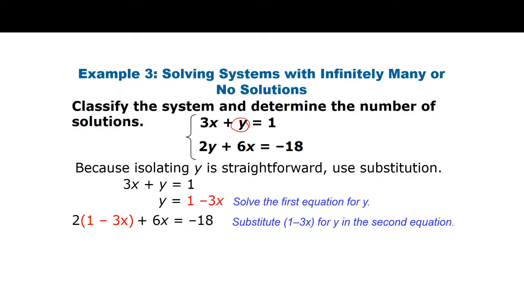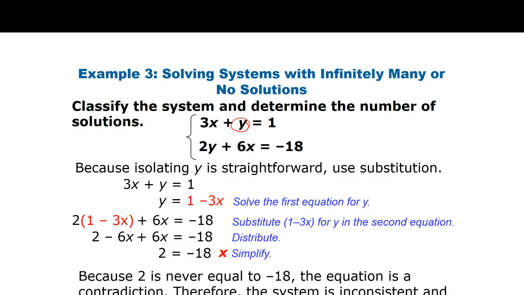And then you're going to substitute this 1 minus 3x back into an equation, distribute and simplify, and here's the part that I wanted to get to. It says 2 equals negative 18, and that is not true. 2 will never equal negative 18, so the equation is a contradiction. Therefore, the system is inconsistent and has no solution.